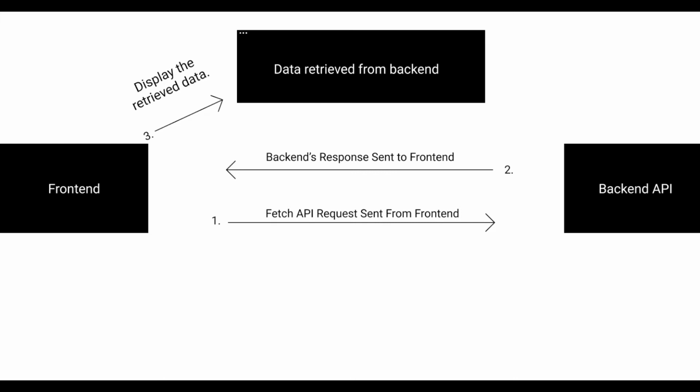You'd first send a GET request to fetch the backend's API. Then once you get the response from that API, you would store that response inside of a variable and then display the information using the same variable. Once you do that, the data retrieved from the backend will be displayed on the user's device. And to demonstrate this, here's a video example.